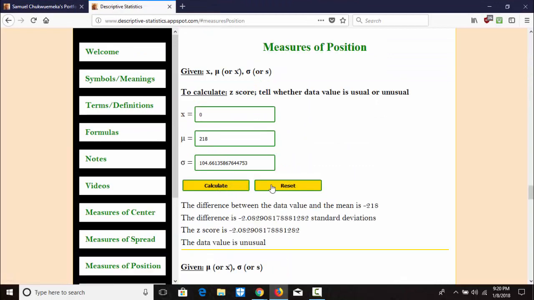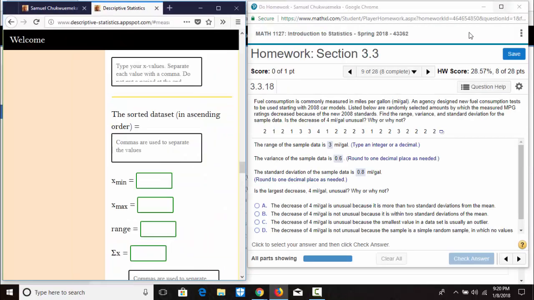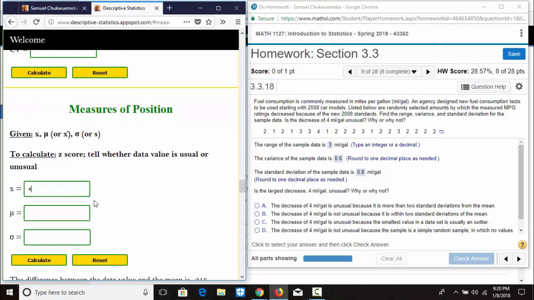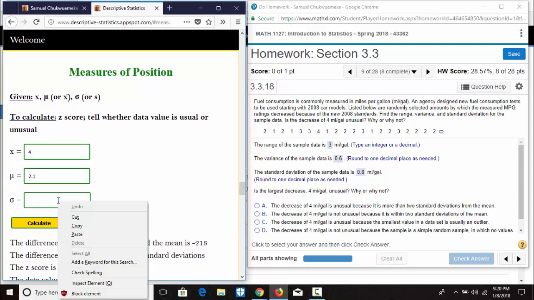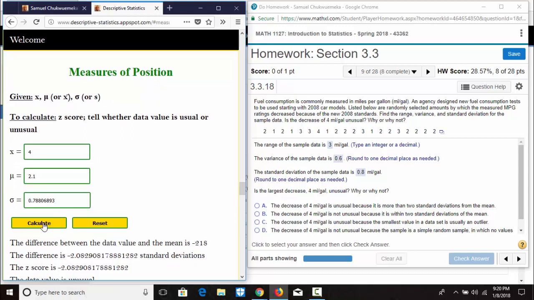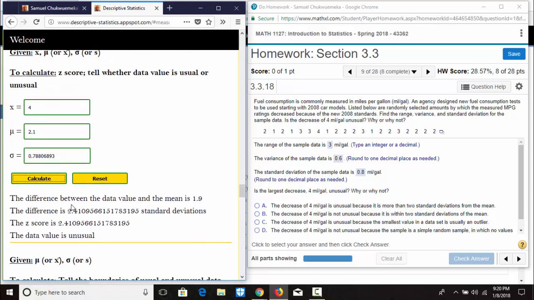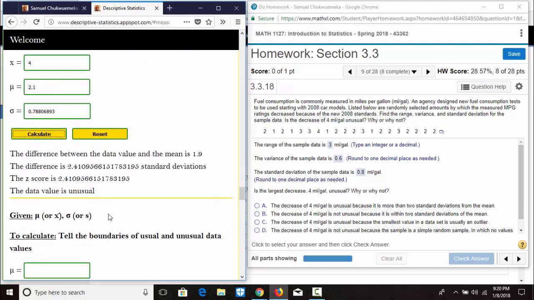Okay, so I'm gonna come here to my calculator, measures of position. I will reset this. The data value is 4. Okay, that's the question, 4 miles per gallon. Is it unusual? The mean is 2.1, and the standard deviation, I paste this. I press calculate. Yes, it's unusual, because it is more than 2 standard deviations from the mean.